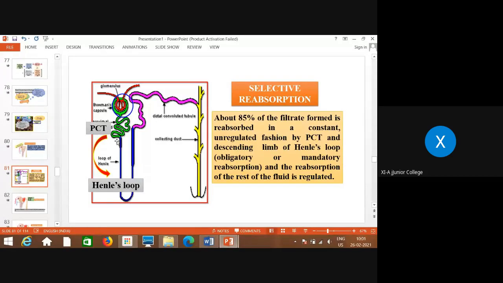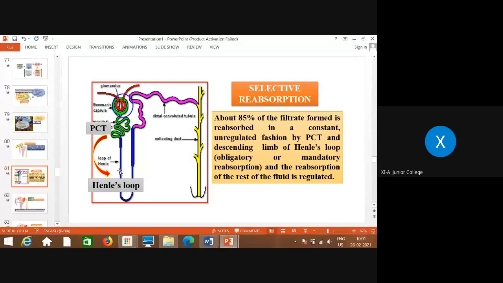Now if you see this diagram, the loop of Henle shows a downwardly directed limb, which is called the descending limb, and an upwardly directed limb, which is called the ascending limb. You can see the difference in the diameter of the descending and ascending limbs. The descending limb has a thin wall with less diameter, and the proximal part of the ascending limb also has less diameter, but as it goes towards the DCT, the diameter and thickness increase.